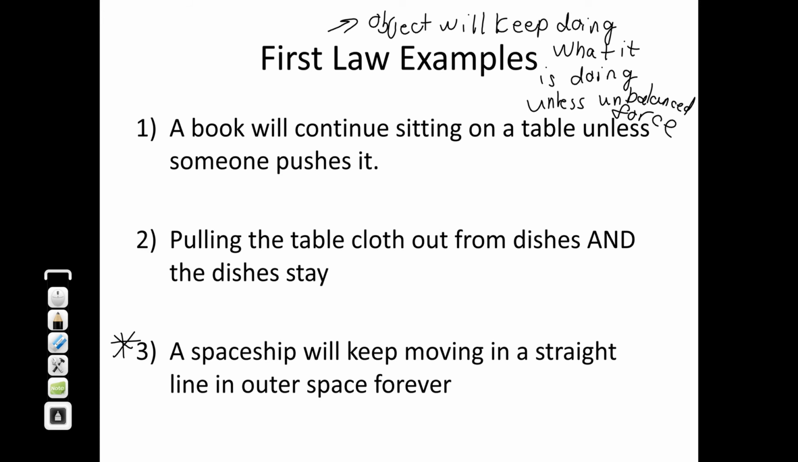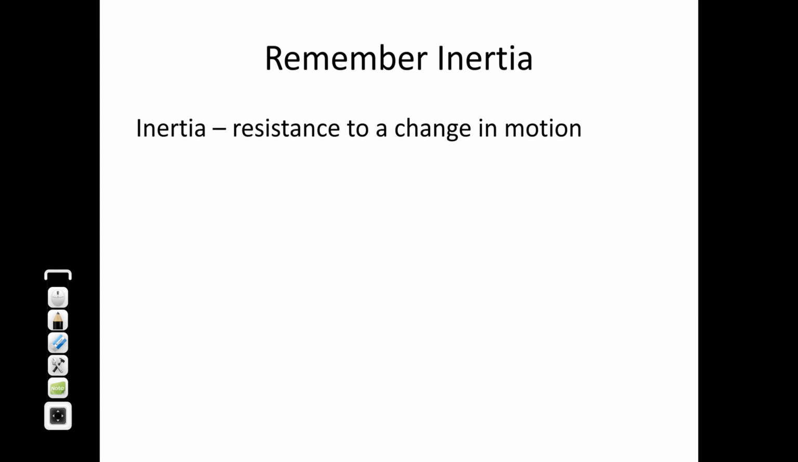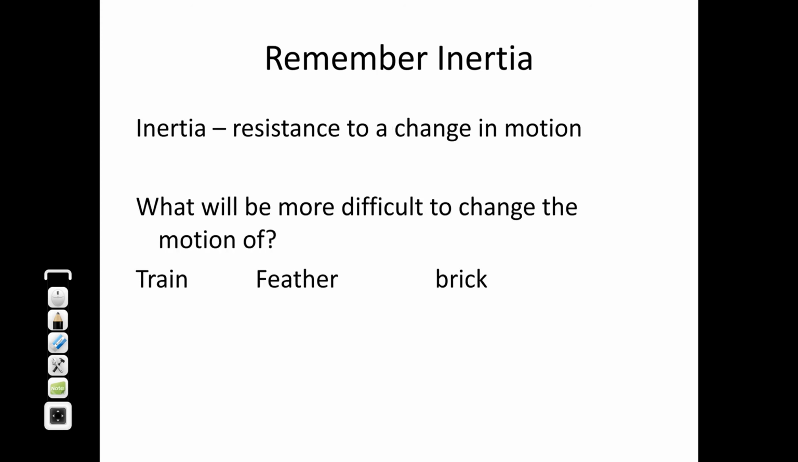How many people have been to space? Only a few people have experienced this. But the idea is once you're going 100 miles an hour, you're going to keep going 100 miles an hour until there's something outside, because there's no friction in space. All right? Inertia, one more time, is resistance to a change in motion. What will be more difficult to change the motion of? We already said a train, then a brick, then a feather.